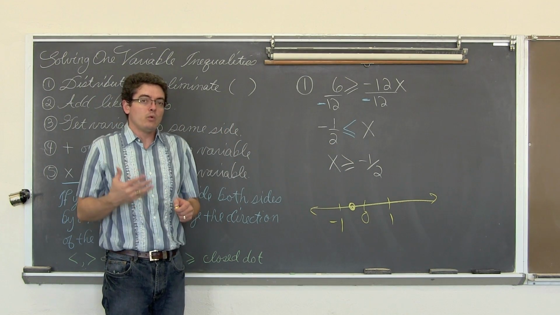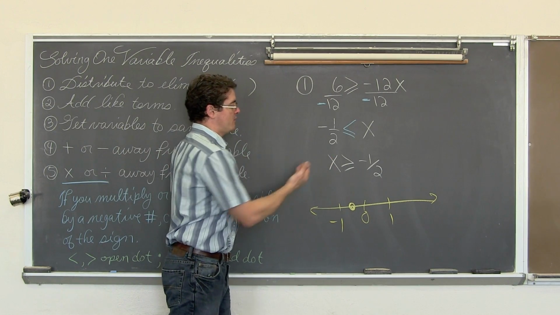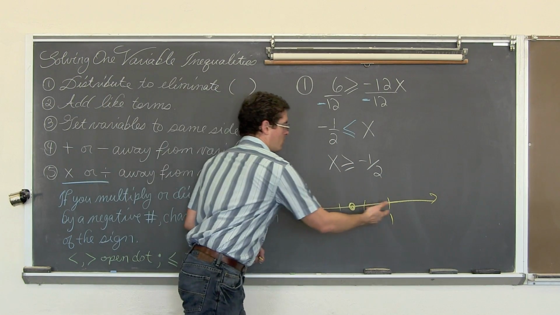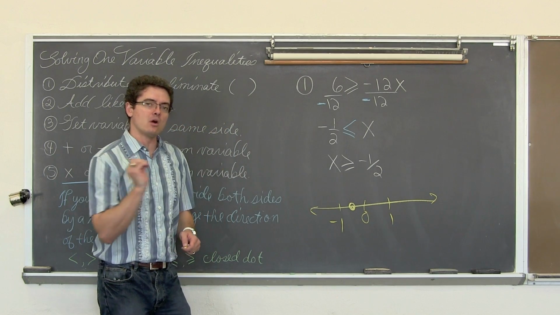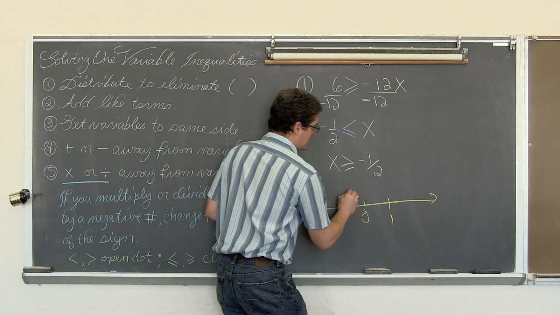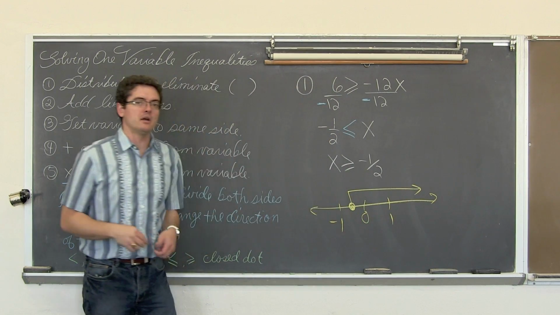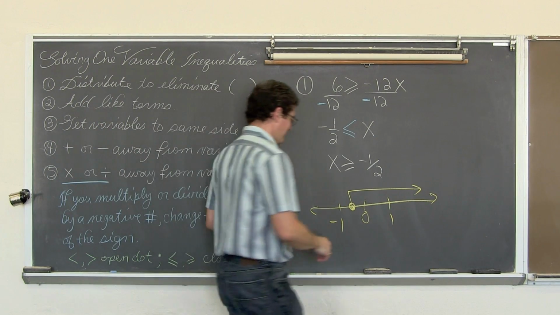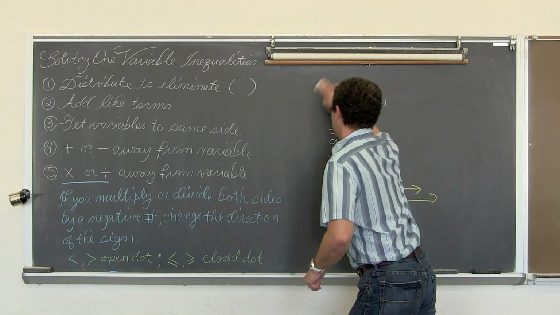Or you could just make up a value of x that is bigger than negative 1/2, like 0, or 1, or 2. Those are all to the right, so hence we're going to shade this inequality on the number line to the right. And that's how you solve that first inequality. Bam! Let's take a look at another one.